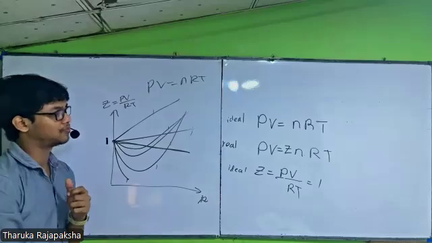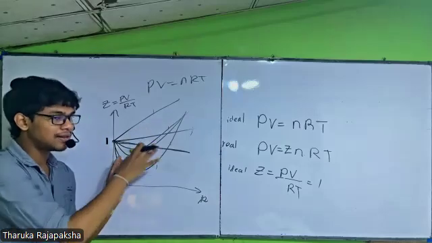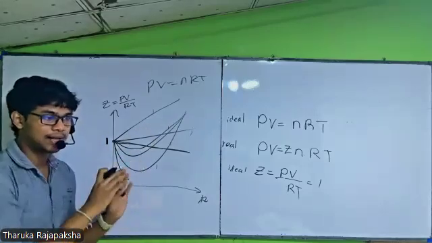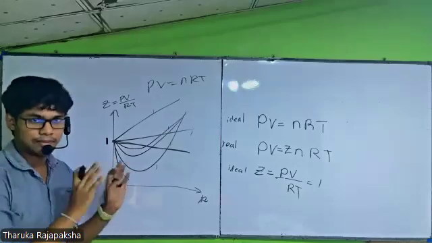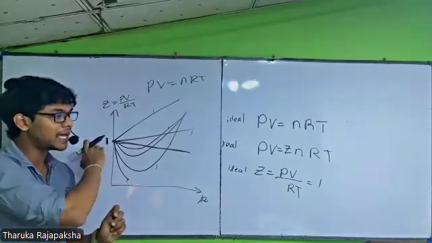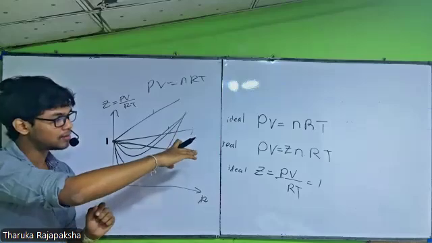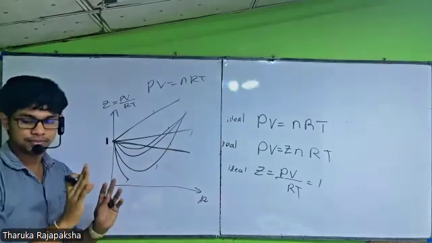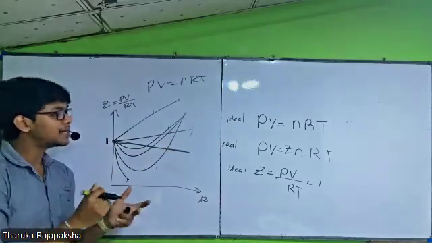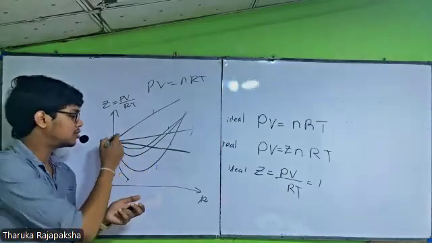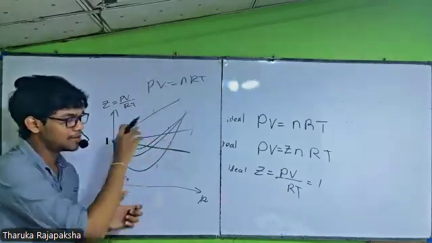So it will always be 1. I won't tell you now why real gases behave like this. First understand why for an ideal gas this stays at 1. Real gases do not obey that law. You can see it goes like this, like this, like this.